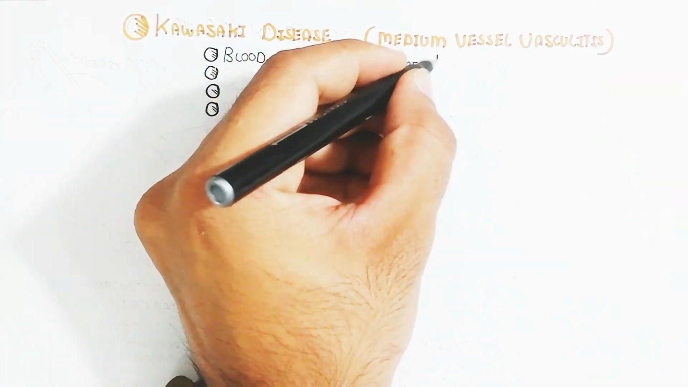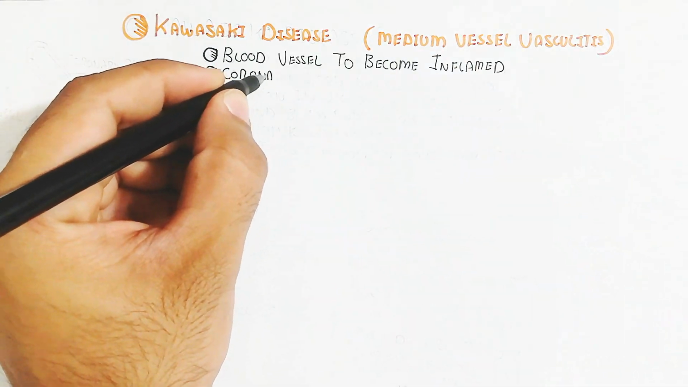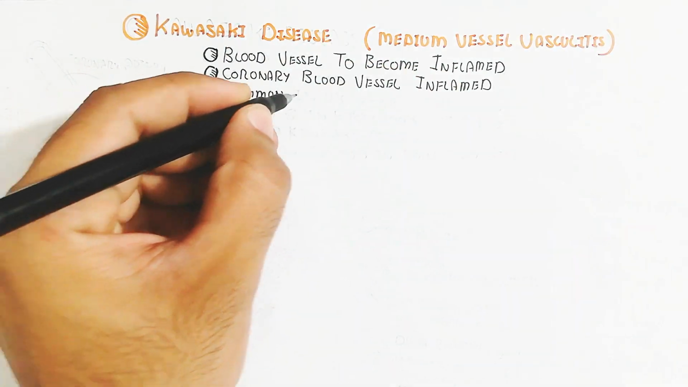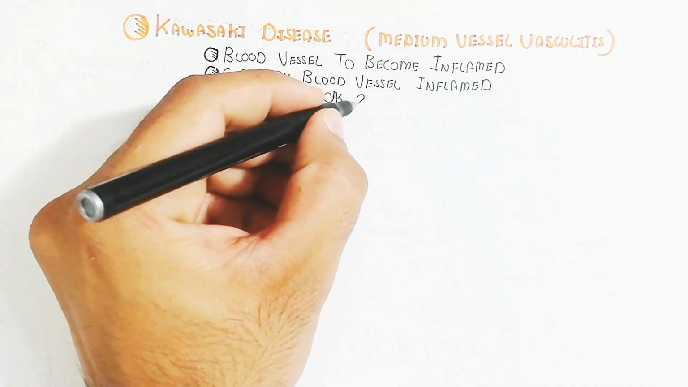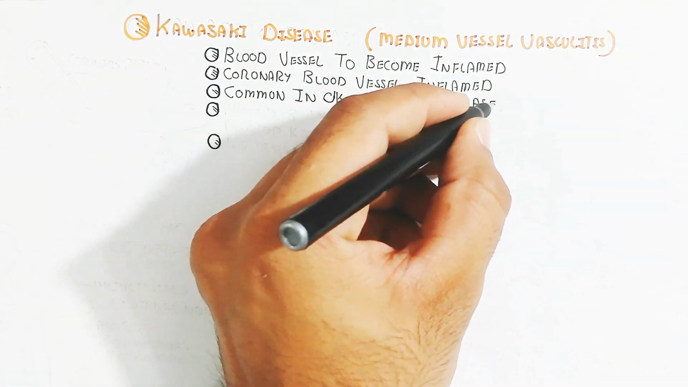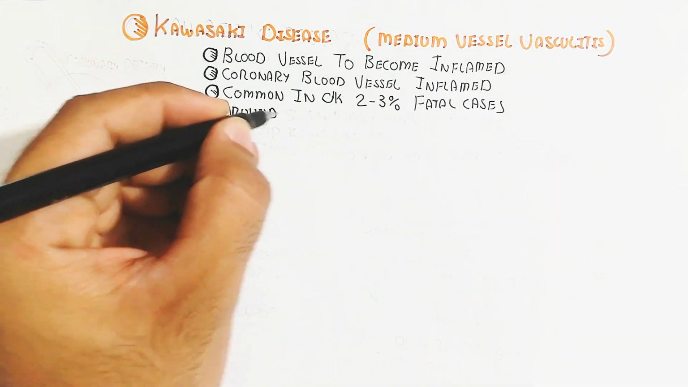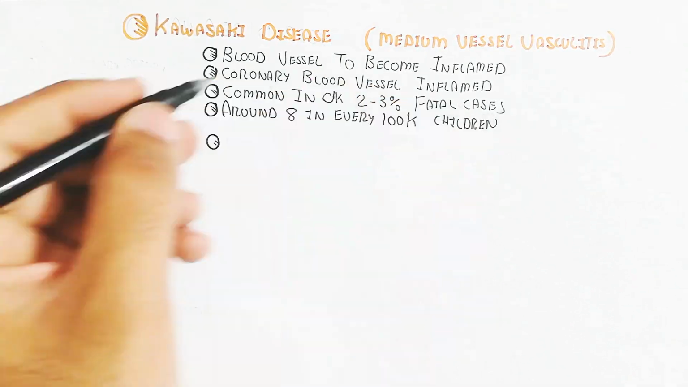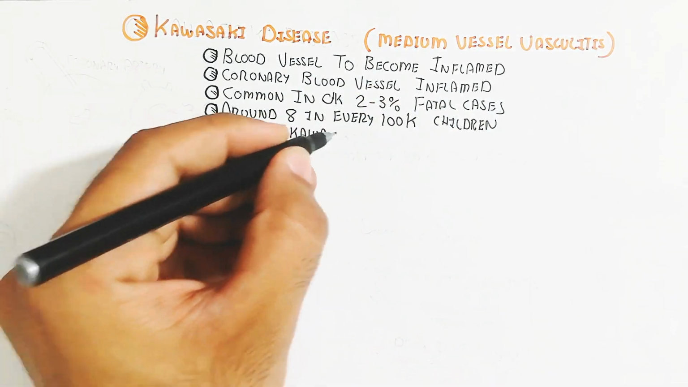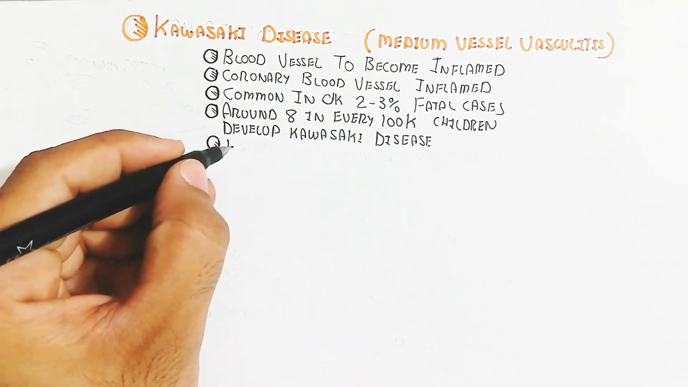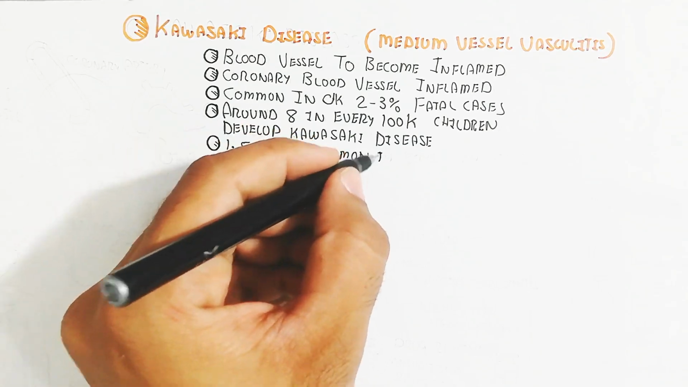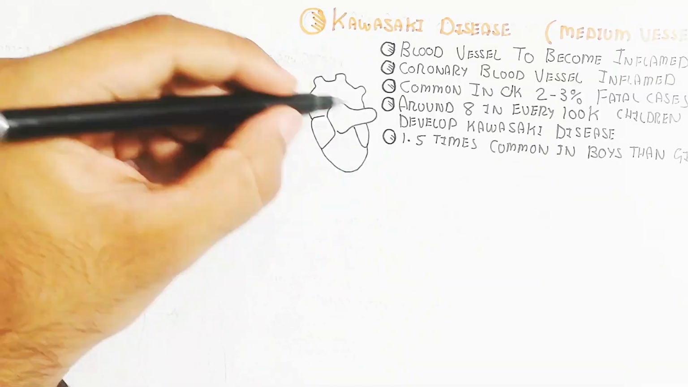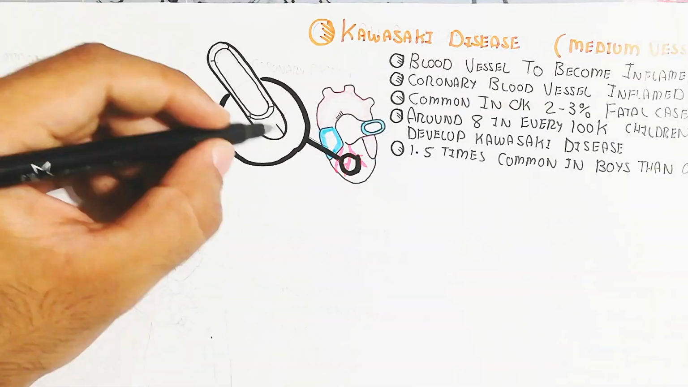Blood vessels become inflamed due to a bacterial infection or other causes, but the cause is unknown. Coronary blood vessels are inflamed, and it is common in the UK, with 2 to 3% fatal cases. Around 8 in every 1 lakh children develop Kawasaki disease, and it is 1.5 times more common in boys than girls. This is coronary artery disease, basically occurring due to inflammation of the artery. The inflammation will lead to constriction or aneurysm, etc.